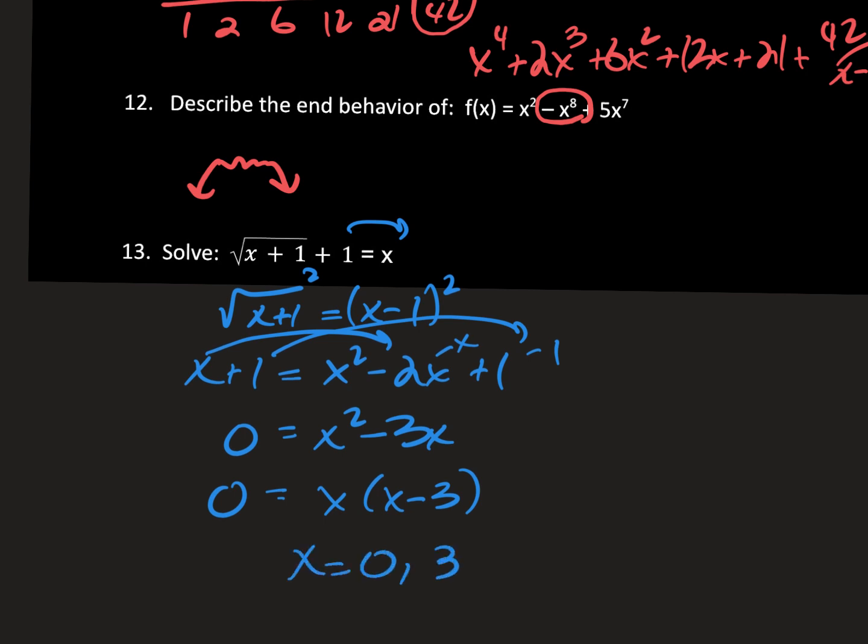If I plug in 0 up there, it'd be 0 plus 1 plus 1 is 0. There's no way 1 plus 1 is going to be 0.